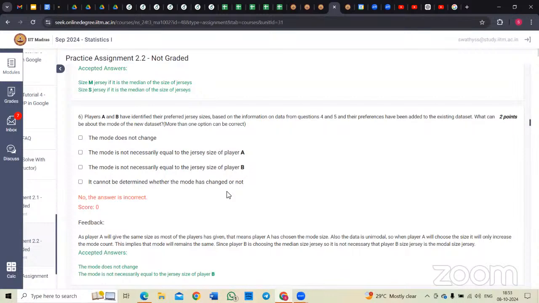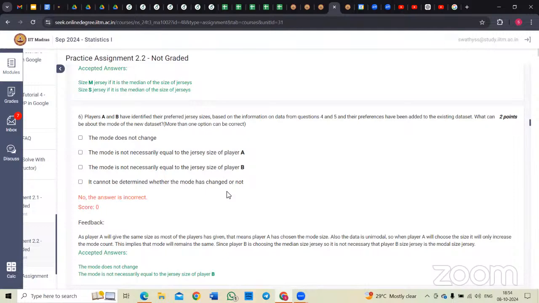So basically, ma'am, in this question we are saying that player A is choosing the mode, whereas player B is choosing the median. Since player A is choosing the mode, it is not going to change even if we add one more player's number to it, so it will remain the same. Therefore the option is that the mode does not change. And since B is choosing the median, it is not necessarily equal to the jersey size of B.